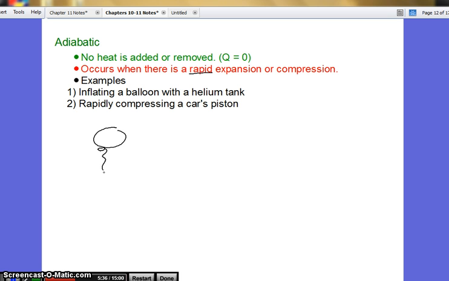Another would be a rapid compression of a car's piston. So again, we are pushing the particles faster, and so therefore increasing the temperature in the piston. However, we are not adding or removing any heat. It happens too fast for heat to move from one place to another.